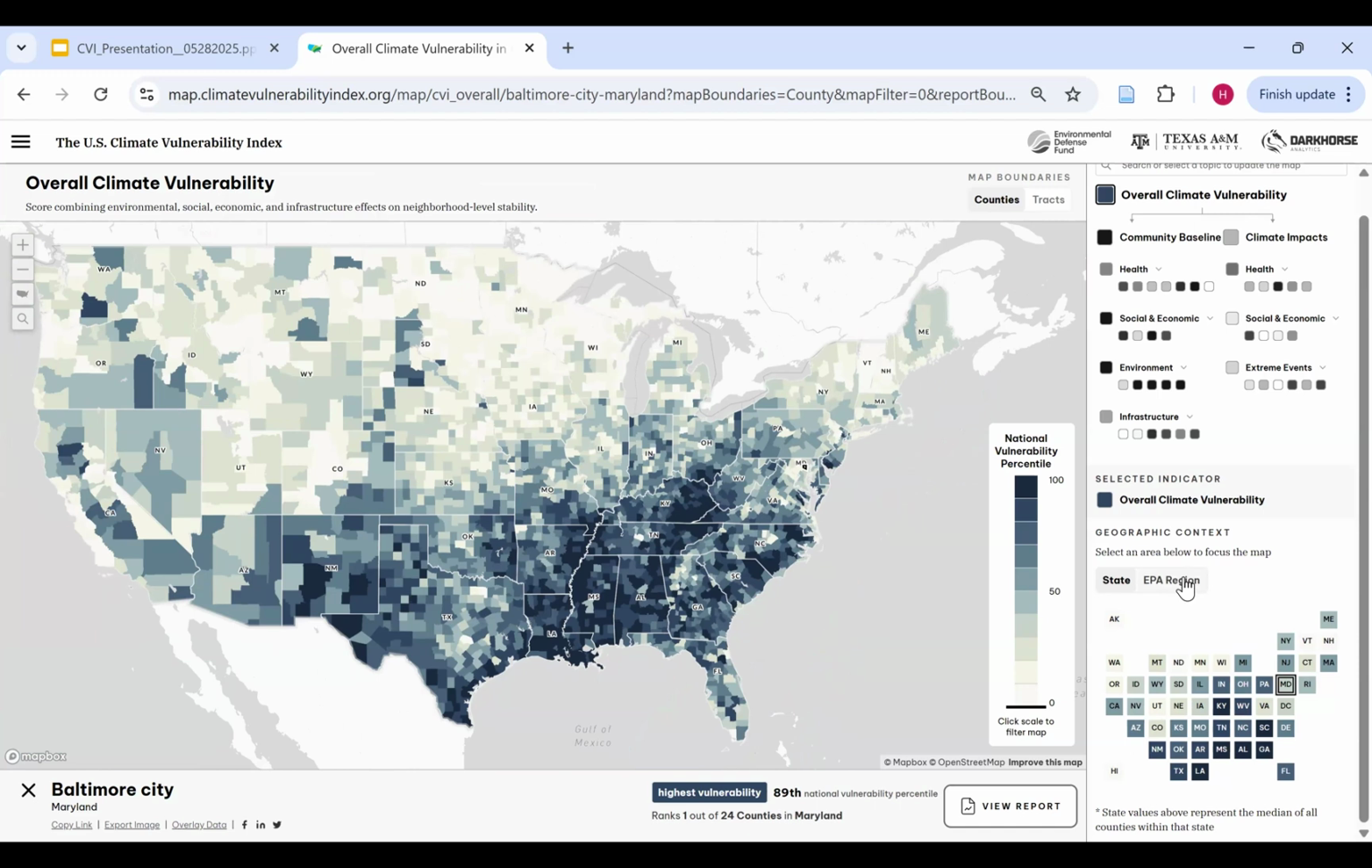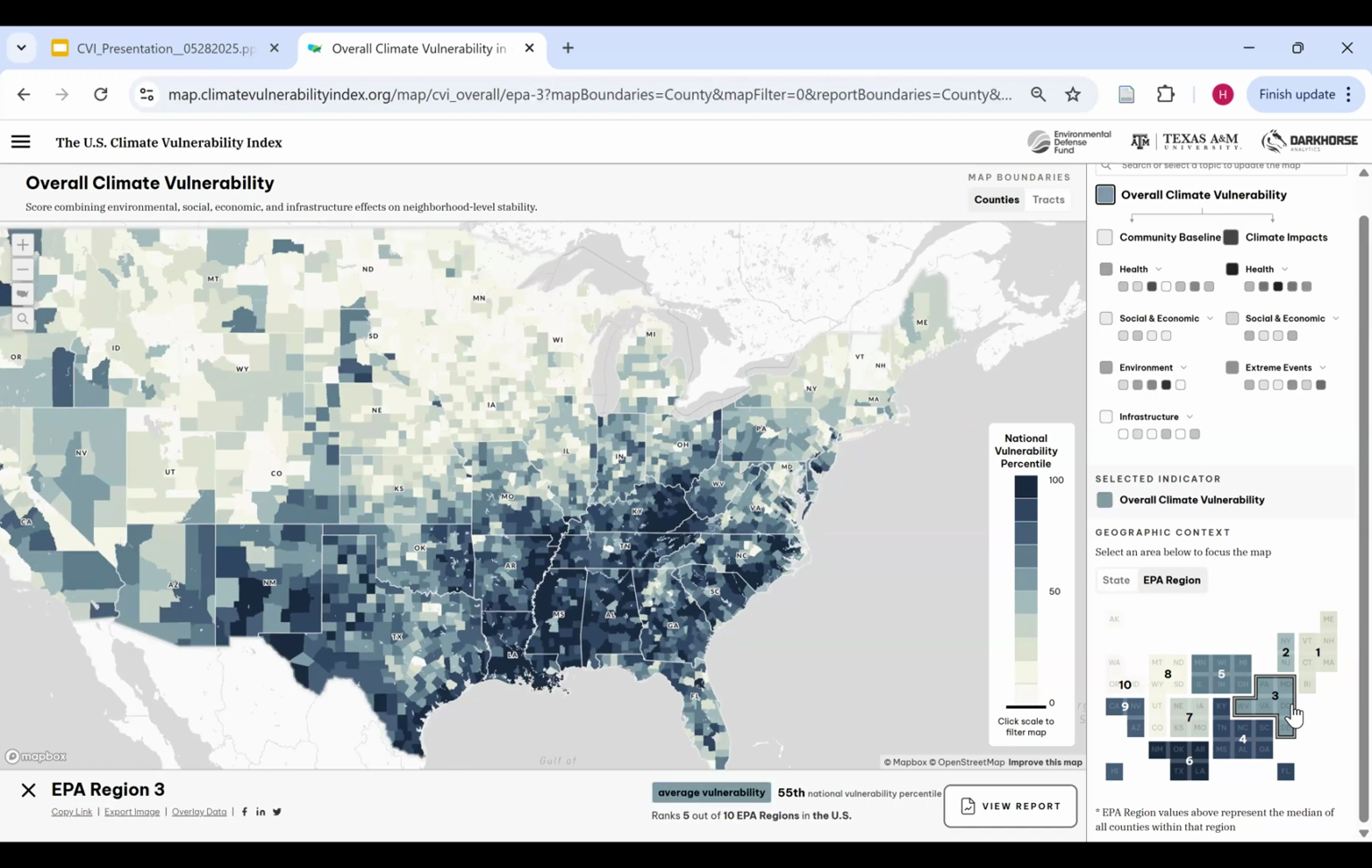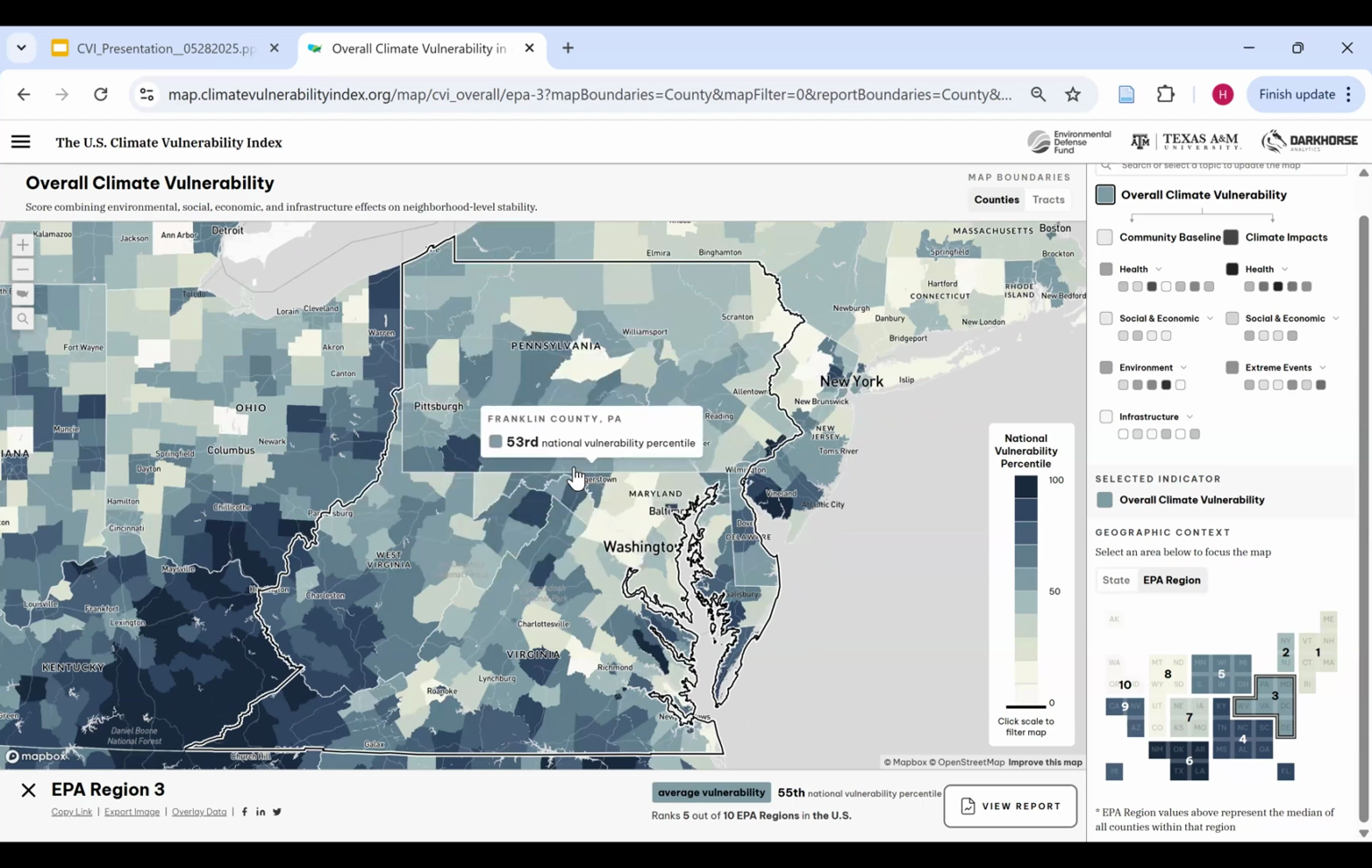You can also compare the regions. EPA has 10 regions. As you can see, those are divided into regions 1, 2, 3, 4, 5, 6, 7, 8, 9, and 10. We are in region 3, which is the mid-Atlantic region. You can click on that, and it's going to zoom to that region, and you can see the overall climate vulnerability for this region is ranked number 5 out of 10. If you want to see the report, you can click here and see the whole report for that.